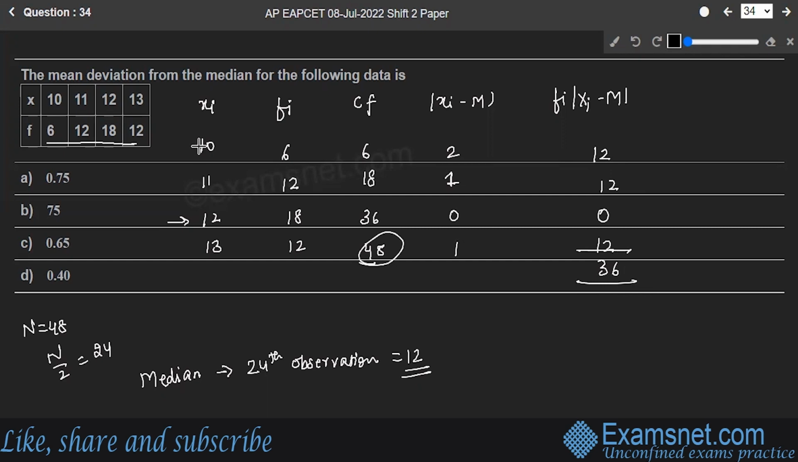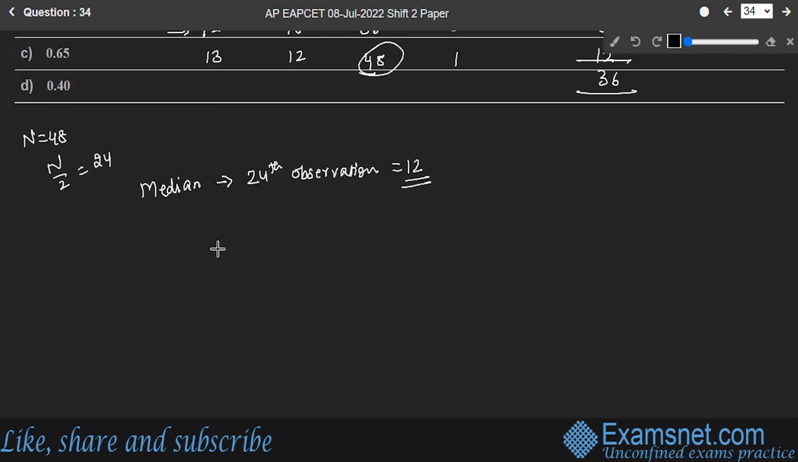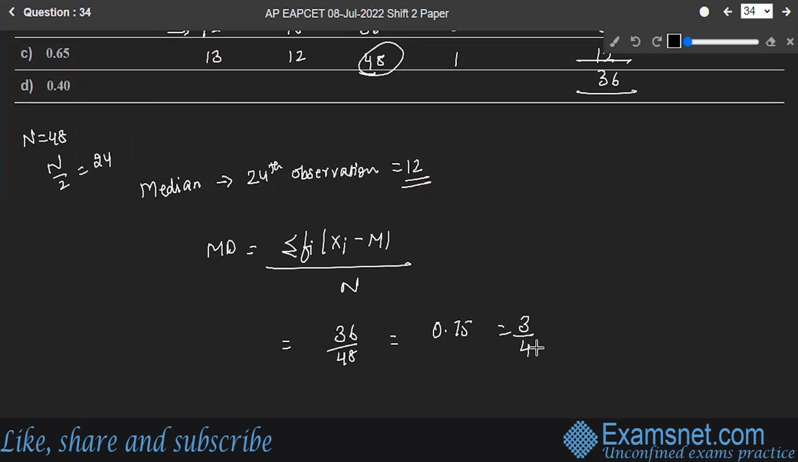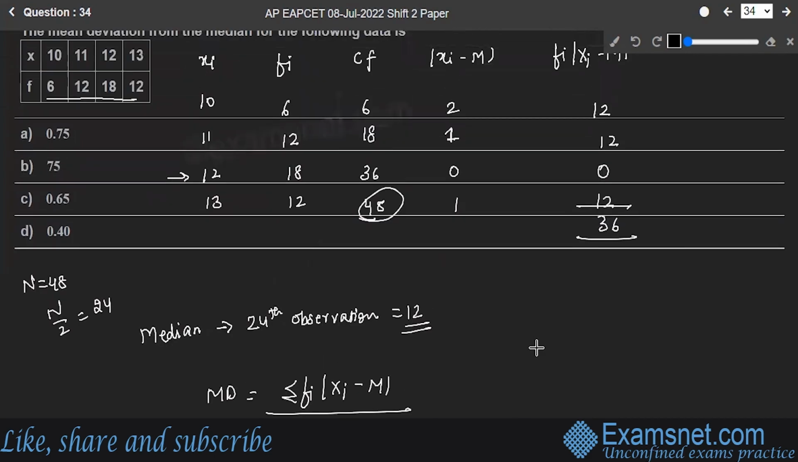So you're asked the mean deviation from the median. This is the mean deviation from the median formula. Mean deviation is given by summation fi |xi minus M| divided by n. So that means 36 divided by 48, that is equal to 0.75 or 3 by 4. Right. Let's check with the options. We have option A as the answer to our problem.